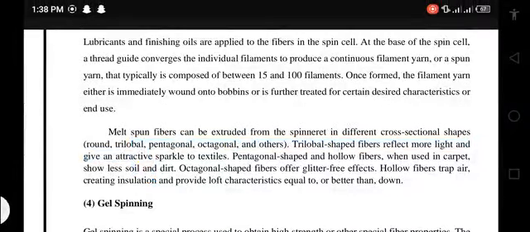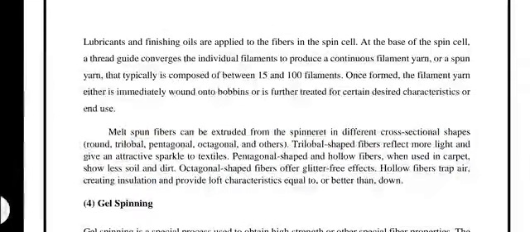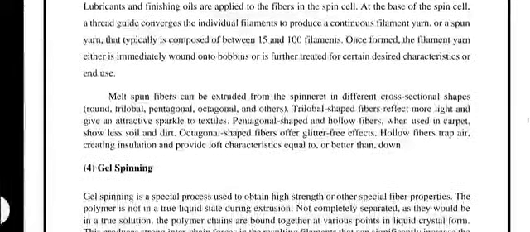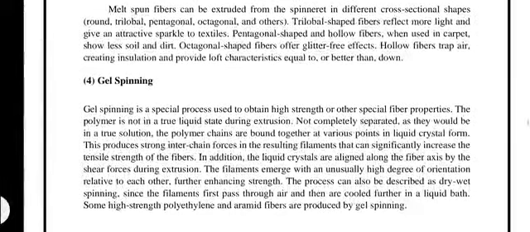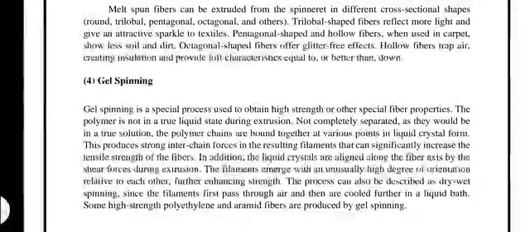Melt spun fiber can be extruded from the spinneret in different cross-sectional shapes: round, trilobal, pentagonal, octagonal, and others. Trilobal shaped fibers reflect more light and give an attractive sparkle to textiles. Pentagonal shaped and hollow fibers, when used in carpet, show less soil and dirt. Octagonal shaped fibers offer glitter free effects. Hollow fibers trap air, creating insulation and providing loft characteristics equal to or better than down.